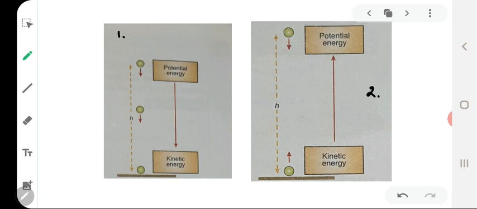The kinetic energy of the body becomes zero. At this point, the body has maximum potential energy. So, when a body is thrown up, its kinetic energy decreases and the potential energy increases. So, we can say that when a body is thrown up, its kinetic energy gradually changes into potential energy.